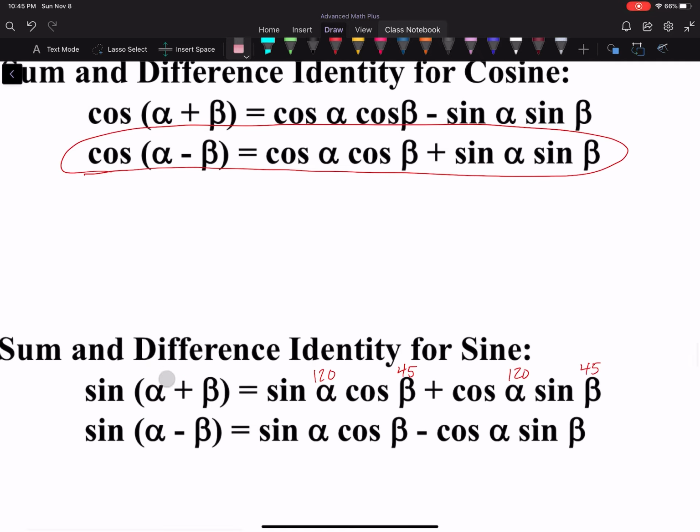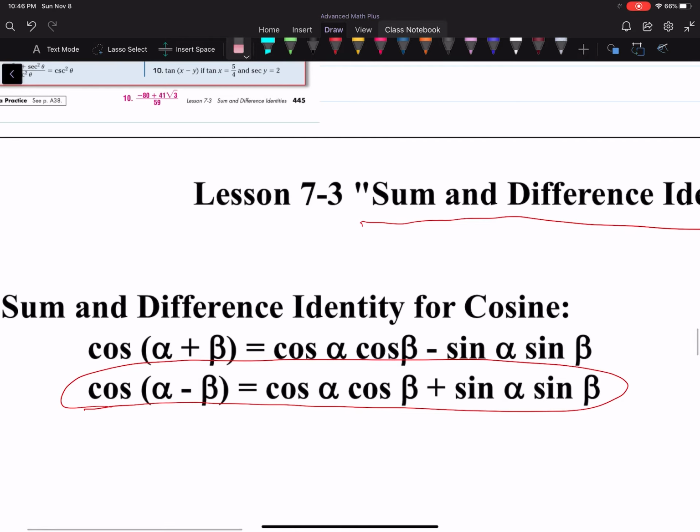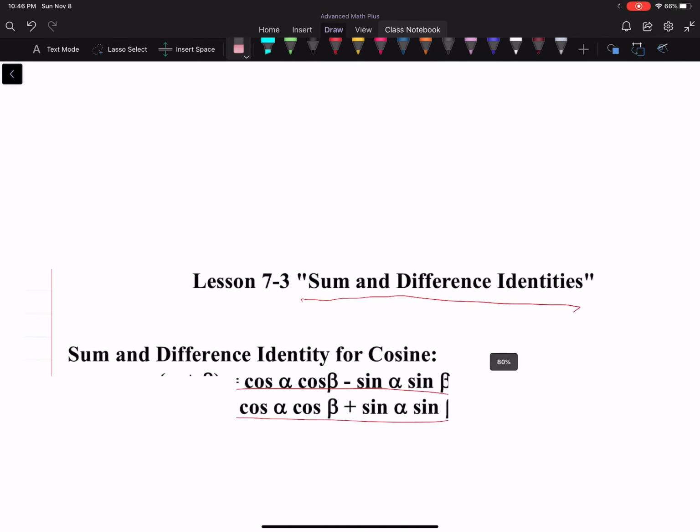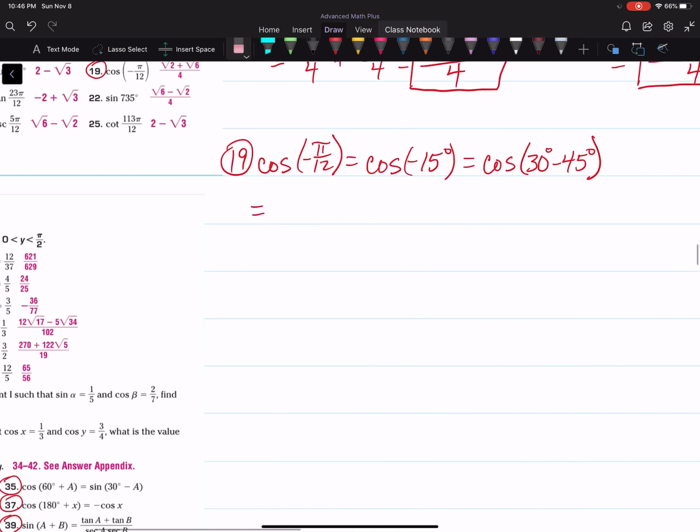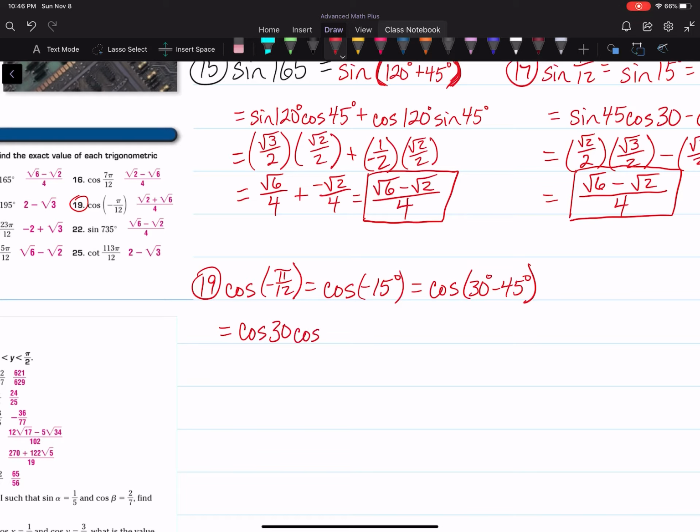We don't need this one on this particular problem. We're doing the cosine. All right, so plug those in. Here we go. So we're going to have cosine 30, cosine of 45, plus the sine of 30 times the sine of 45. And we plug in our numbers.